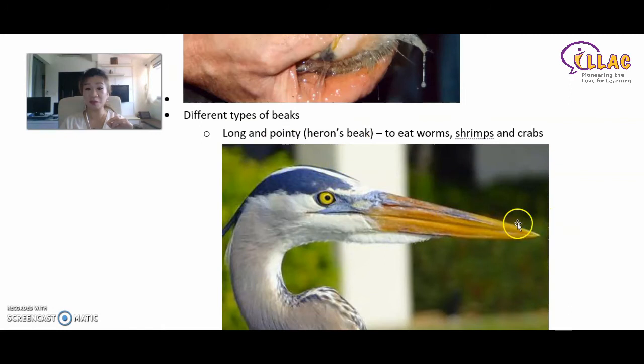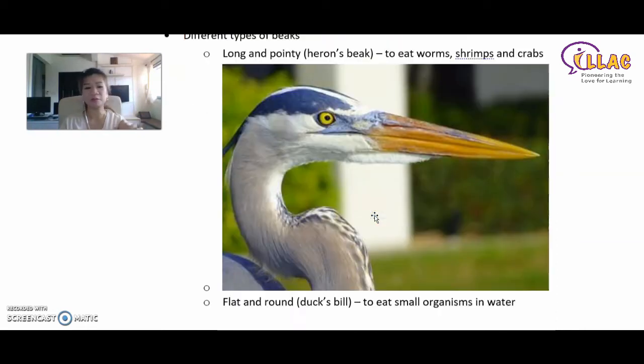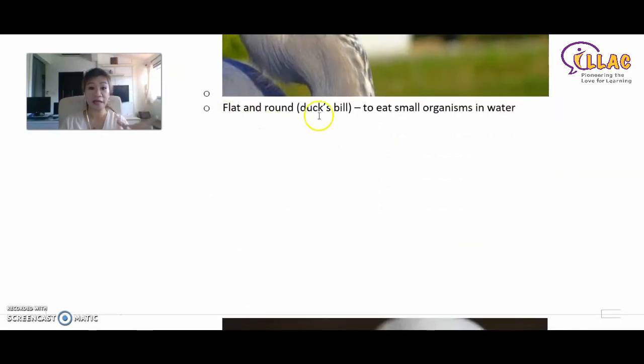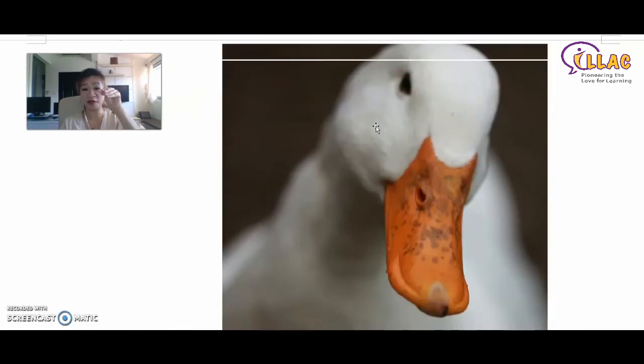For example, the heron's beak is long and pointy. It is suitable for them to eat worms, shrimps, and crabs, for them to poke, poke, poke, and then they eat. There are some that are flat and round as well, in order for them to eat small organisms in water. So it is flat and round, like the duck's bill over here. They eat small organisms in water. This round shape helps them to capture more at one time.